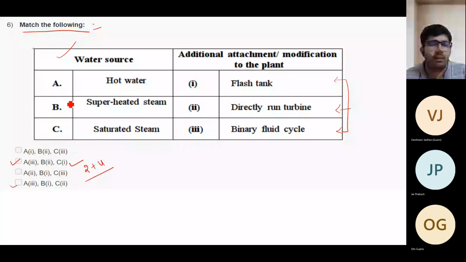So A3, hot water to binary. If you have hot water, you have to use the binary cycle or closed cycle because you will not get enough steam. So with hot water we will use a binary fluid, convert that fluid into steam, condense it again, and run the turbine.